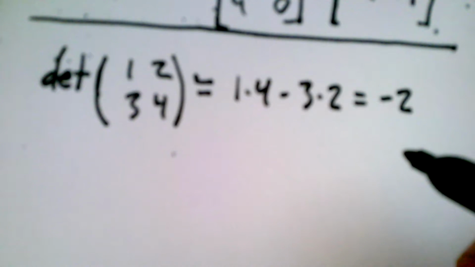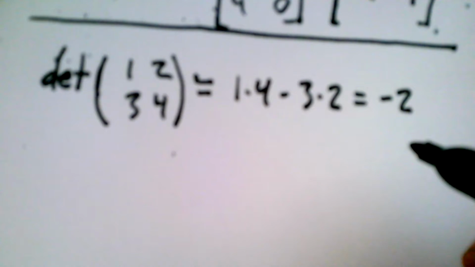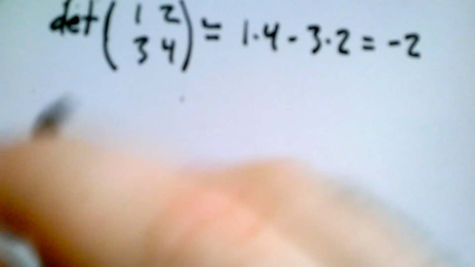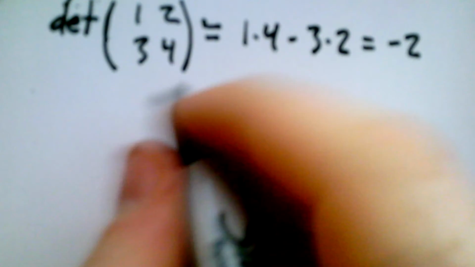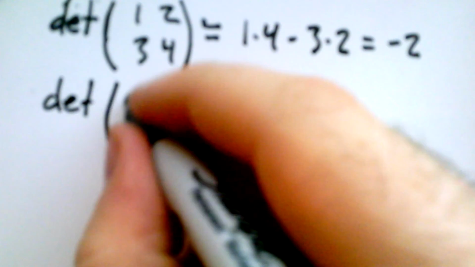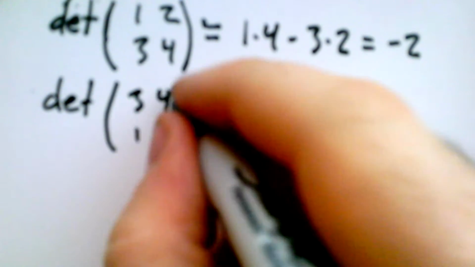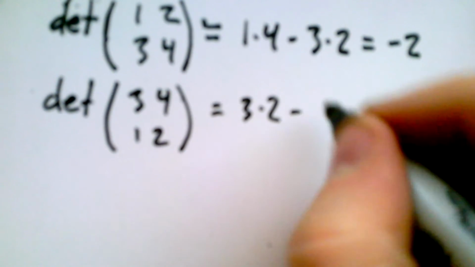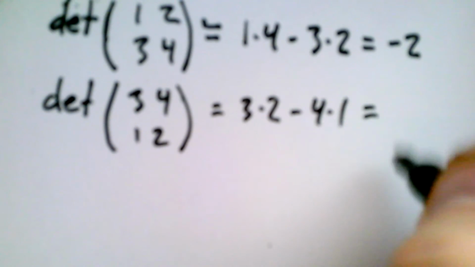And I said it's kind of like an absolute value. The determinant can be negative. Absolute values are only positive. But the determinant is kind of like an absolute value of the matrix. Now, what happens if we switch the two rows of this matrix? Let's say that we take the determinant now of 3, 4, 1, 2. We switch the two rows. Well, now we have 3 times 2 minus 4 times 1, and that equals positive 2.